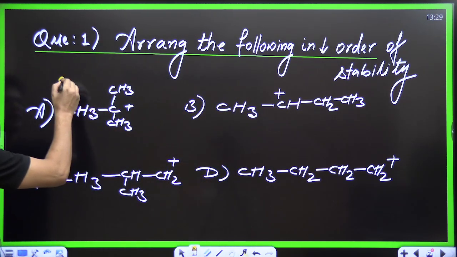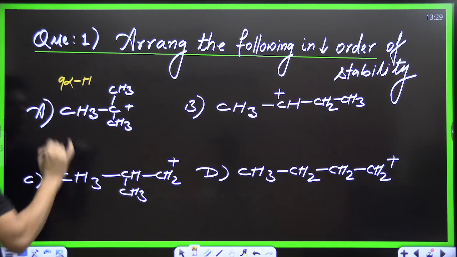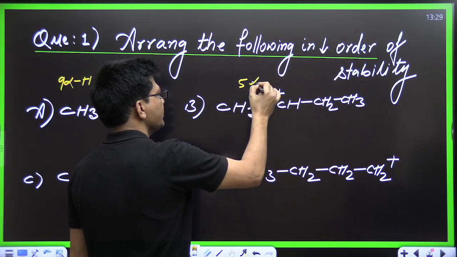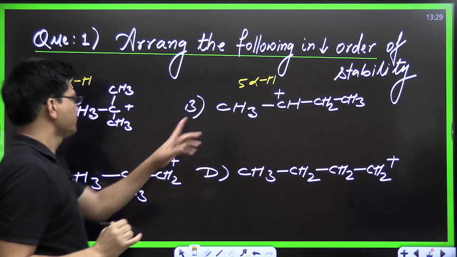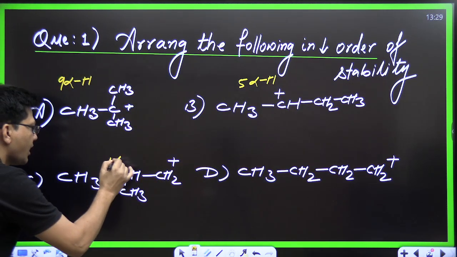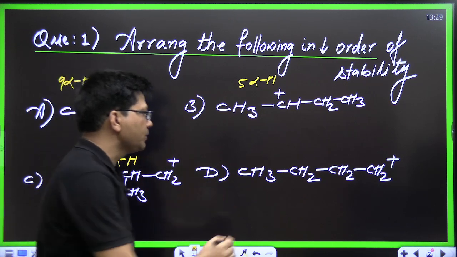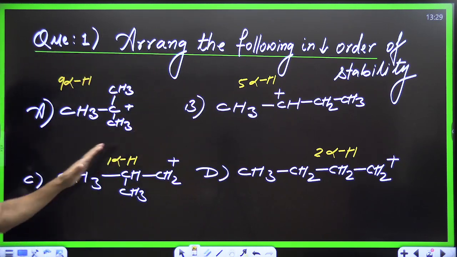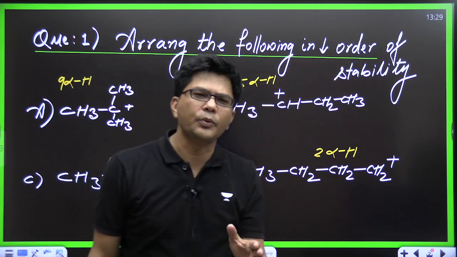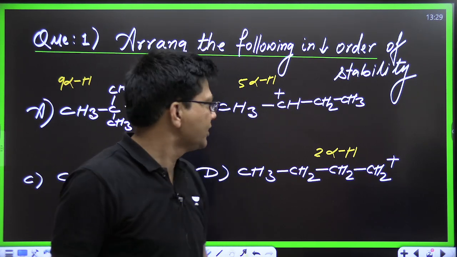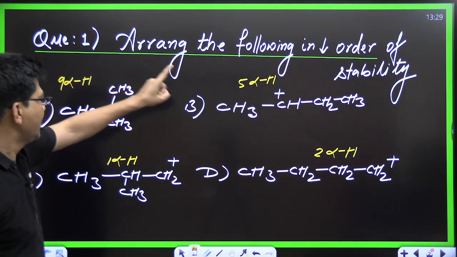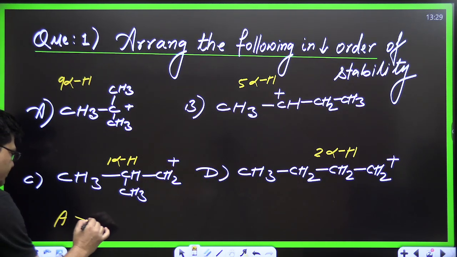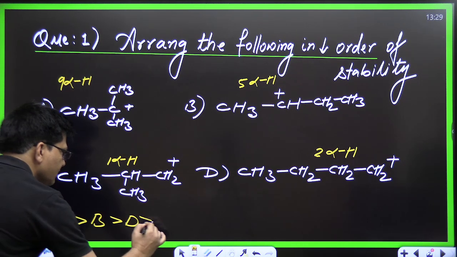This is having 9 alpha hydrogen atoms, tertiary butyl carbocation. This is having 5 alpha hydrogen atoms, this is secondary butyl. Now this is having just 1 alpha hydrogen atom, and this normal butyl is having 2 alpha hydrogen atoms. You can see out of these 4 there is no resonance. So what do you think? What should be your answer? Definitely everyone must be saying A, then B, and then D, then C. Your answer must be like this: A, B, D, C.